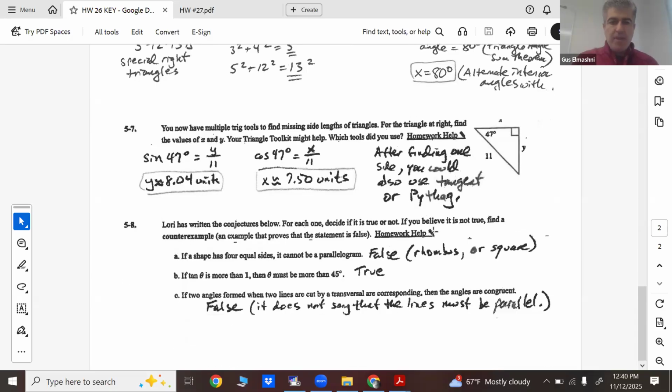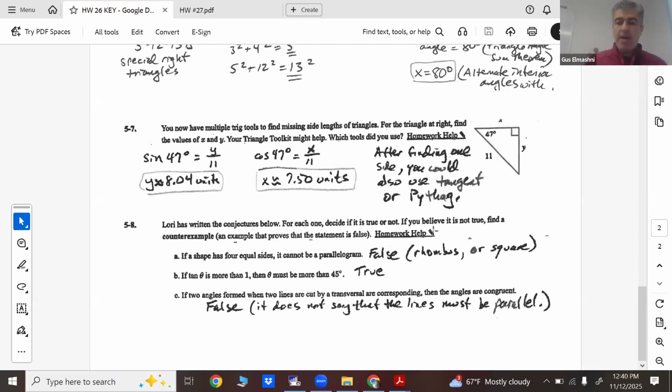And then for the chapter 5 stuff, you use sine to get Y, cosine to get X, or you do Pythagorean theorem as well. Lastly, for 8, if a shape has 4 equal sides, it cannot be a parallelogram. That's false. A shape with 4 equal sides is a square or rhombus. Those are parallelograms. They're special parallelograms.